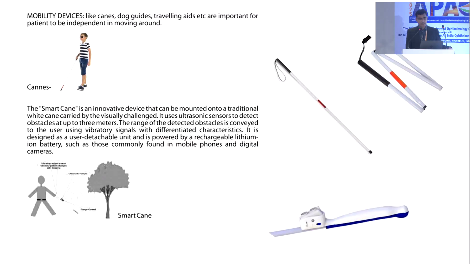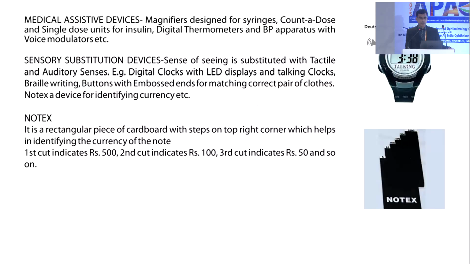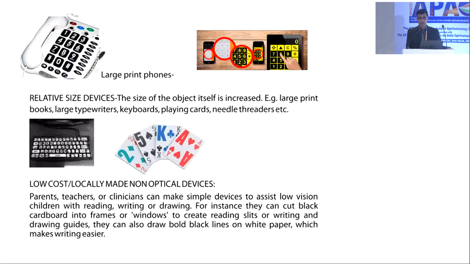Then there are mobility devices like canes and smart canes with Bluetooth devices connected to the stick, which can tell the child how far the obstacle is, and the child is able to navigate smoothly. Then there are many other assistive devices like talking watches, sensory substitution devices, large print phones, large print playing cards, etc.